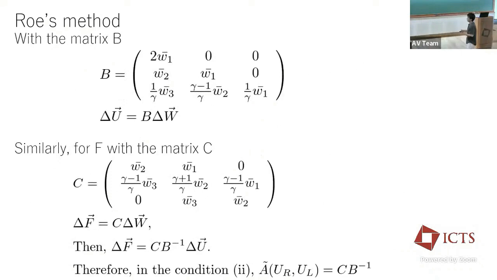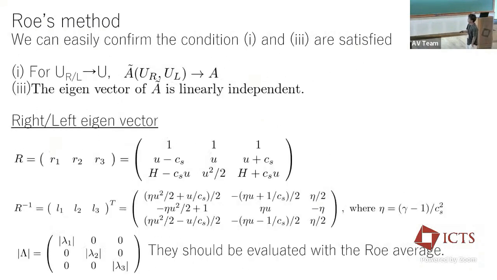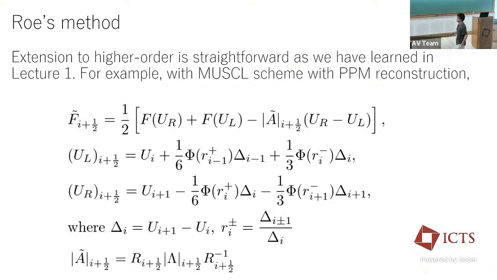This is a first order scheme with the Roe scheme. To make it higher order is straightforward, as in the MUSCL scheme. First, you construct the higher order L and R states by using this expression with the flux limiter function phi.